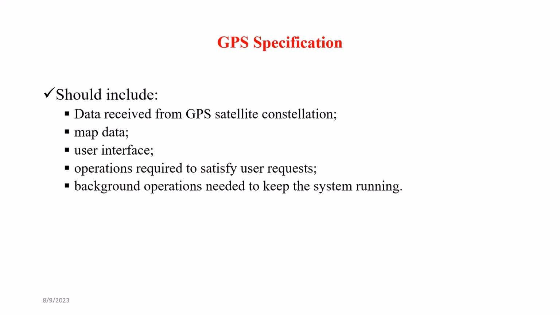So here is the GPS specification: data received from the GPS satellite constellation, map data, user interfaces, operations required to satisfy user requests, and background operations needed to keep the system running. These are the GPS specification.